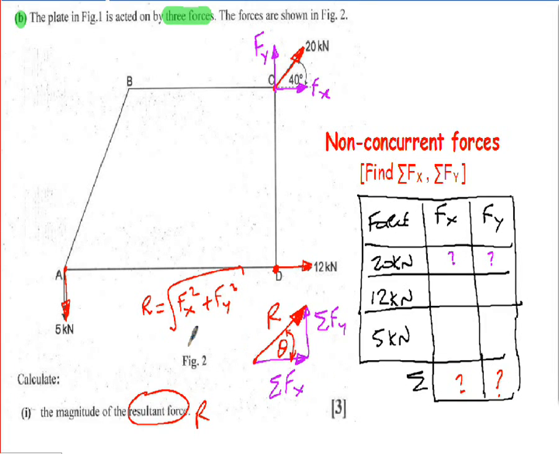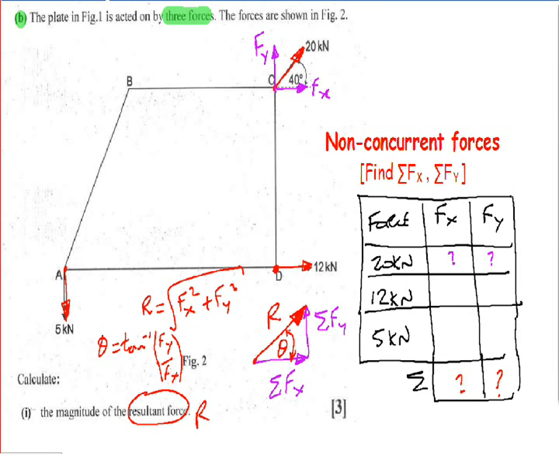And to find the angle theta, we'll use the tan function. Theta is equal to tan to the minus 1 of the summation of Fy divided by the summation of Fx. So again, I'm going to let you play with that, let you go back and look at that, but that's the sort of thing we did to find the resultant force and the angle. So that's just a sort of memory hook to try and get you to engage with that process.